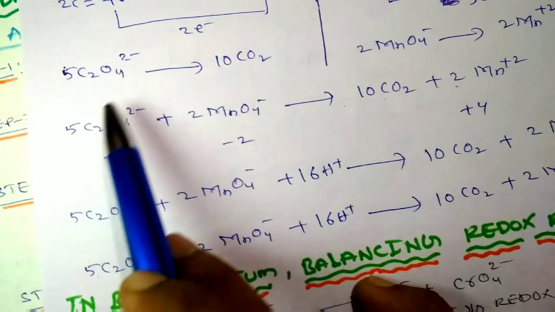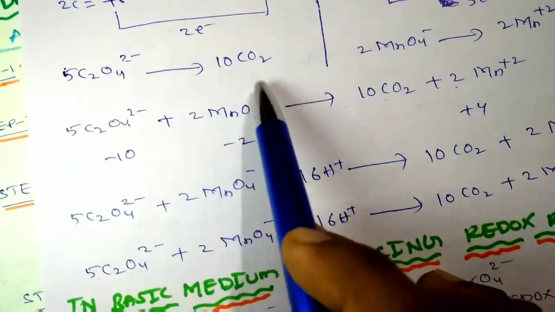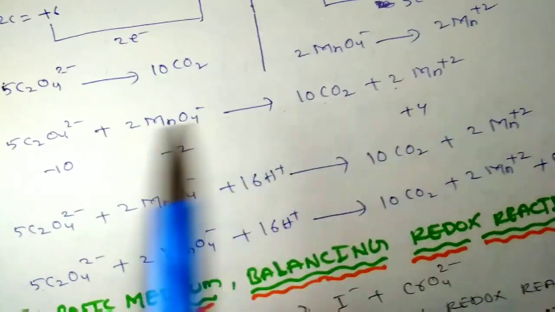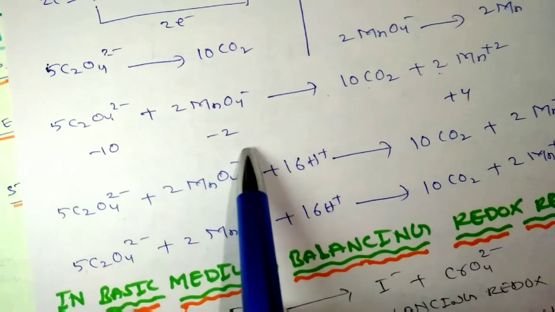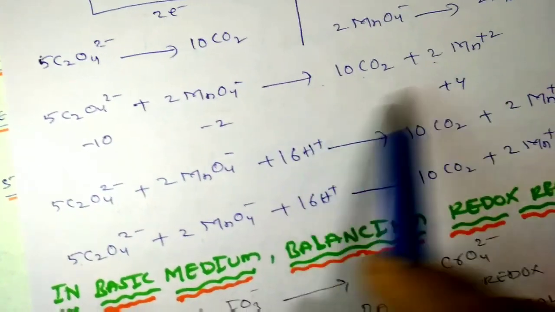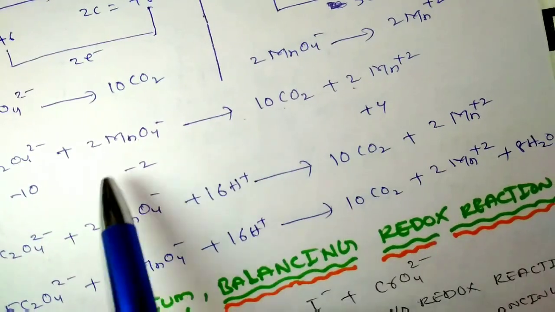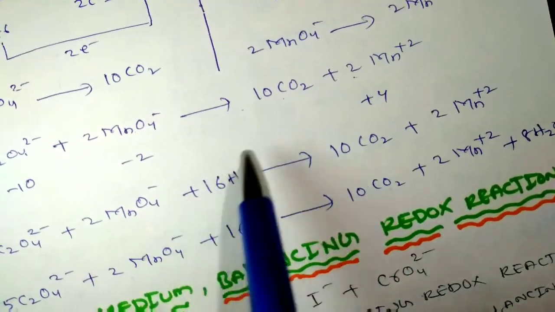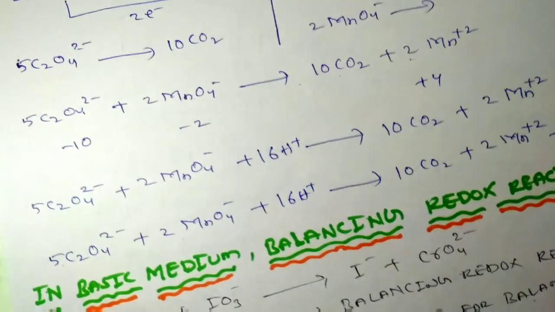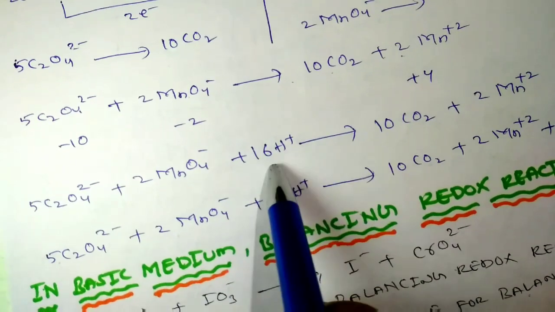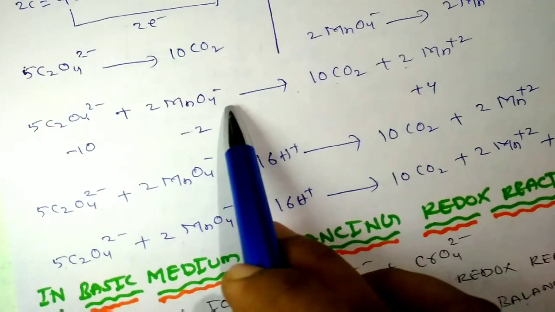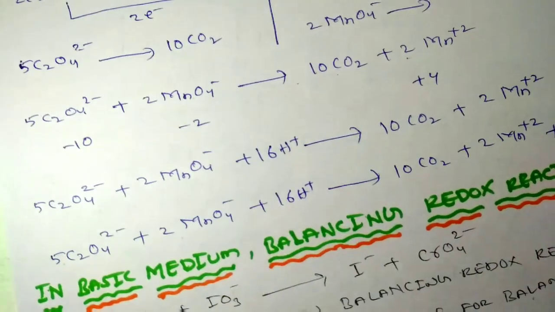Here the charge is 5 into minus 2, minus 10, and 2 into minus 1, minus 2. The right side is neutral for CO2, and 2 into plus 2, plus 4. Minus 10 minus 2 becomes minus 12 on the left, and on the right it is plus 4. If the minus 12 is taken to that side, it becomes plus 12, total 16. So 16 H+ ions should be added on the left side. Here we didn't add, and now we are adding 16 H+ ions.